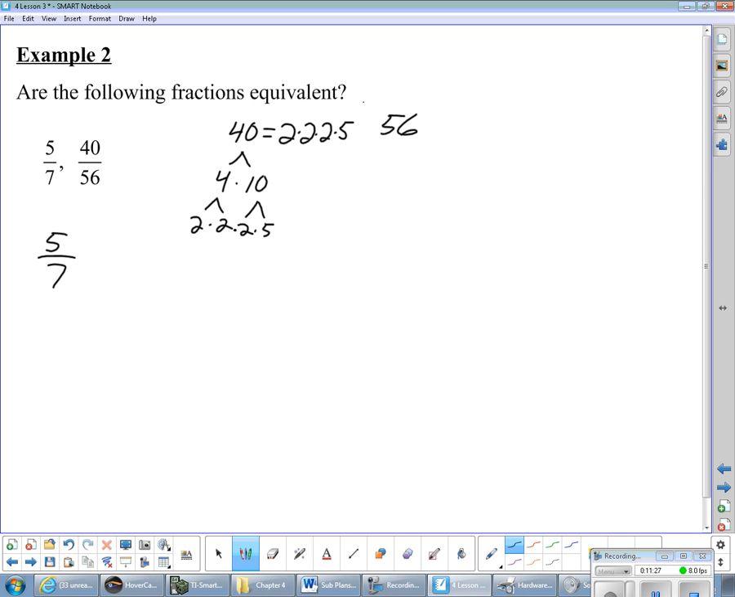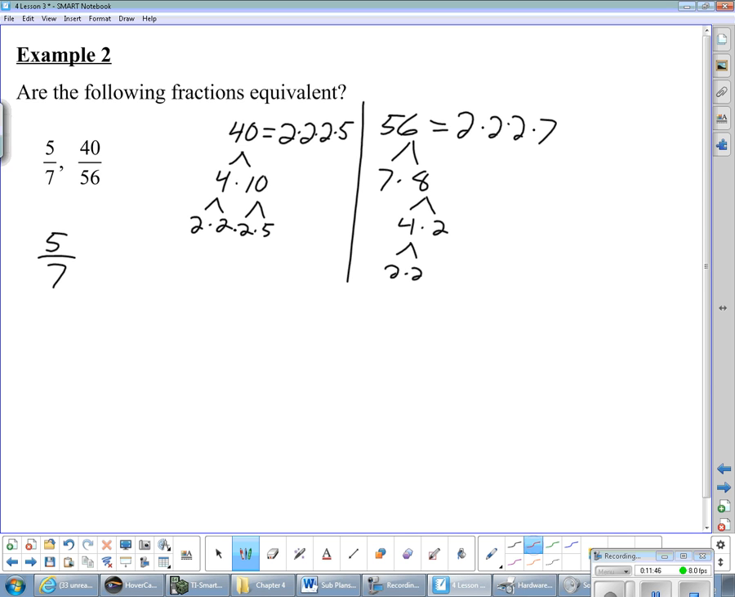And then 56 is 7 times 8, and 8 is 4 times 2, and 4 is 2 times 2. So our prime factorization of 56 is 2 times 2 times 2 times 7. And so what we can see here, and maybe we don't even have to write it as a fraction, we see that the 2's cancel here. Well, actually, let's write it as a fraction. I'm sorry about that. So I'm going to hit undo, undo.